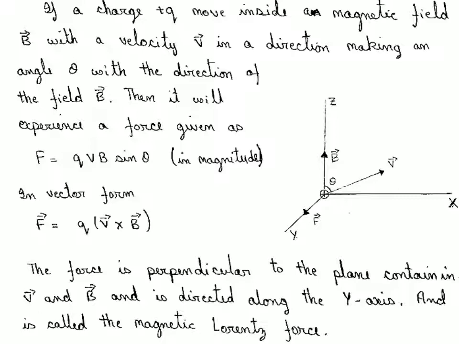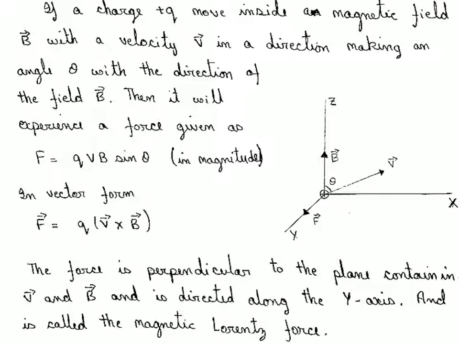That is, you take the fingers in the direction of the velocity. In the diagram, you just take your fingers in the direction of the velocity, and as you cross this V cross B, you close your fingers towards B, and as you close your fingers towards B, you extend your thumb, and the thumb will give you the direction of the force.